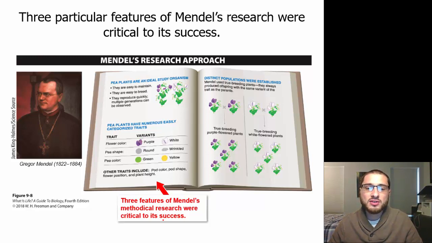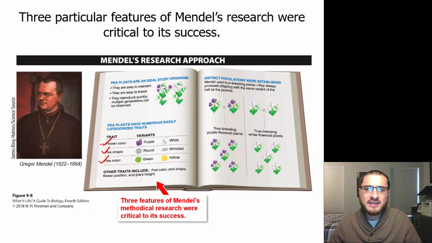So what he did was he looked at a number of traits. Just for example, flower color, pea shape, pea color, all things he looked at. And there were different variants or variations. You had purple flower versus white flower. You had round peas versus wrinkled peas. You had green peas versus yellow peas. Other traits, pod color, pod shape, flower position, plant height, all of these things were researched.